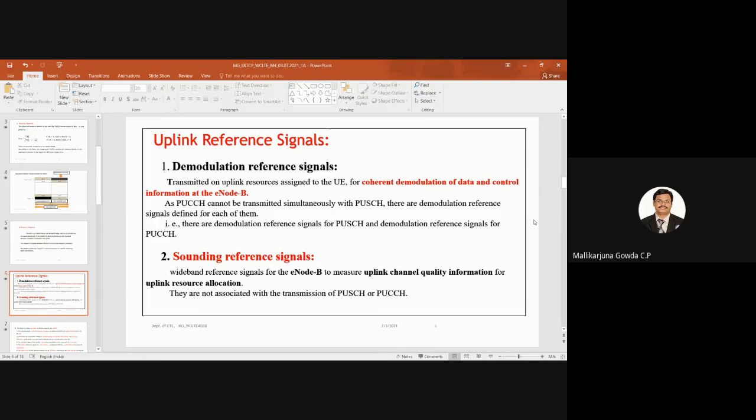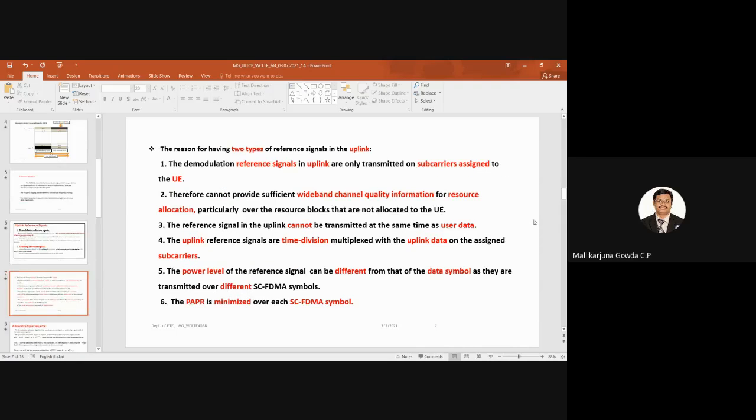Then let us see why we need these two reference signals. The reason is, the demodulation reference signal, the first reference signal, used in the uplink is only transmitted on subcarriers assigned to the user equipments. Therefore, it cannot provide sufficient wideband channel quality information for resource allocation, particularly over the resource blocks that are not allocated to the user equipment. For that purpose, we need a sounding reference signal.